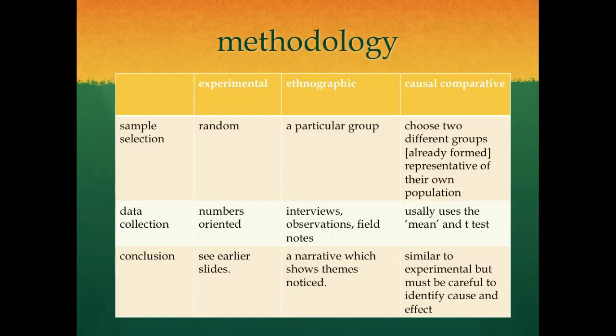In your conclusion, we've already talked about that, so if you go over the slides, you'll find out what the experimental conclusions are like. The ethnographic conclusion is going to be a narrative, which shows the themes which you noticed. And then your causal comparative is similar to experimental, but you have to be very careful to identify the cause and effect because the groups weren't random. So enjoy your experimental research.